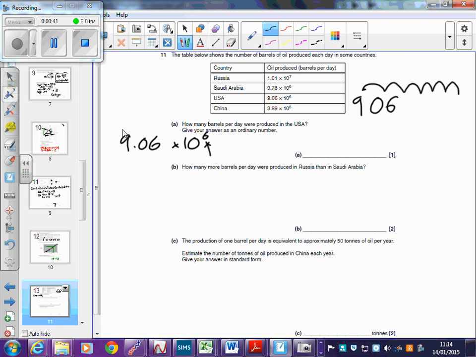Now, 2 of the arches have got numbers under them, but we need to fill in zeros on those arches. So the answer, and I can put in commas to make it easier to read, is 9,060,000 barrels of oil.